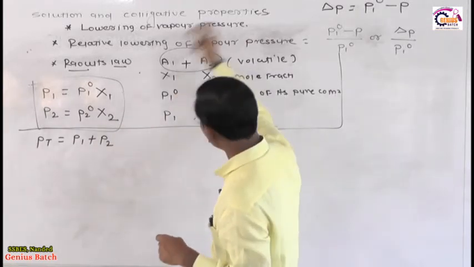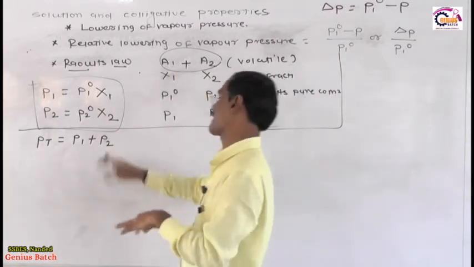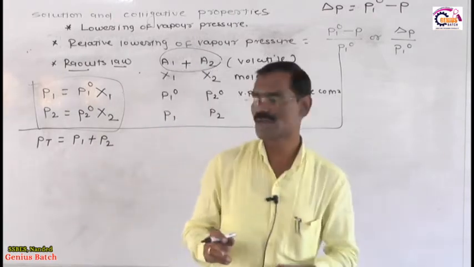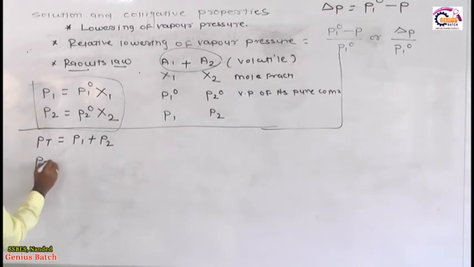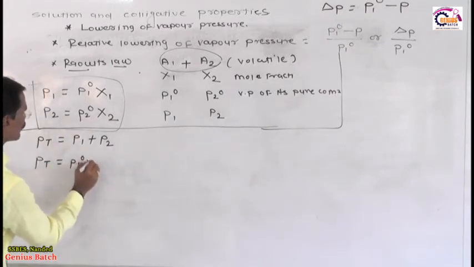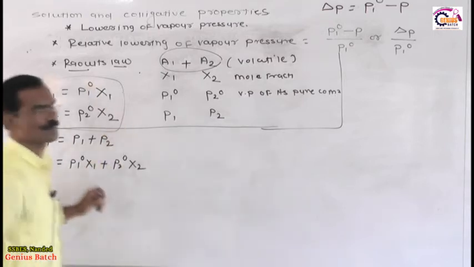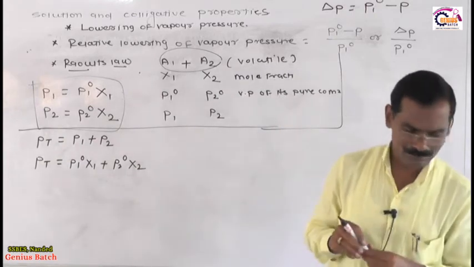Now what is the total pressure of the solution? The total pressure of the solution is the addition of the partial pressures of both components. P1 plus P2 indicates the total pressure. Therefore PT is equal to, what is P1? P1 is P10 into x1 plus P20 into x2. So by using this formula, we successfully calculate the total pressure.